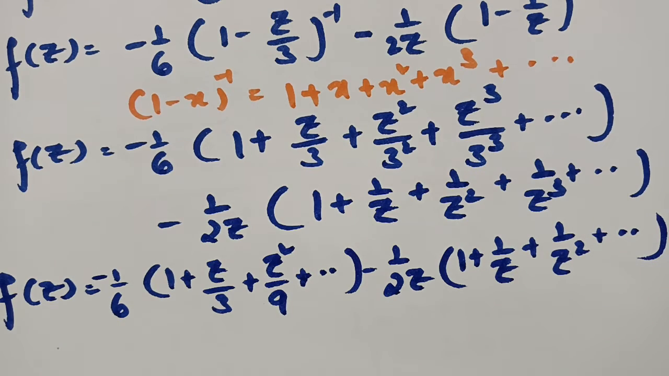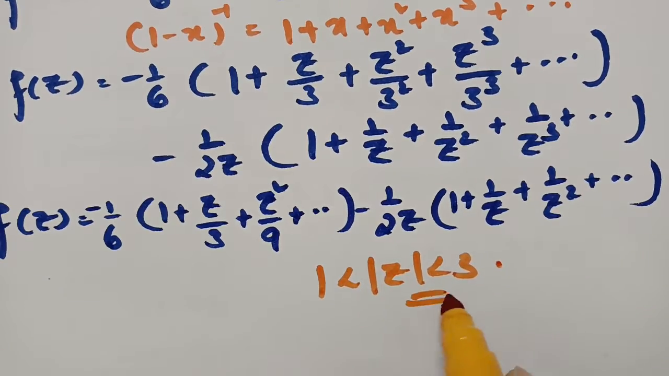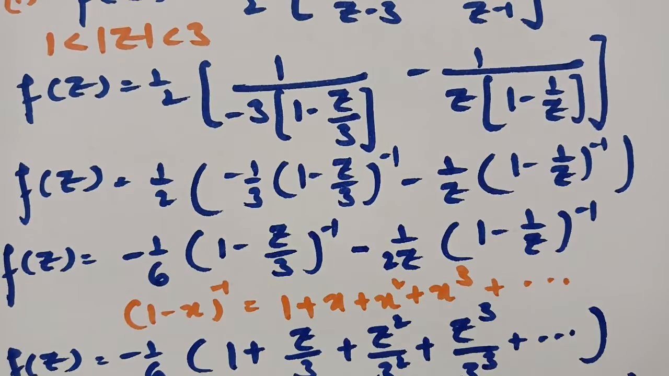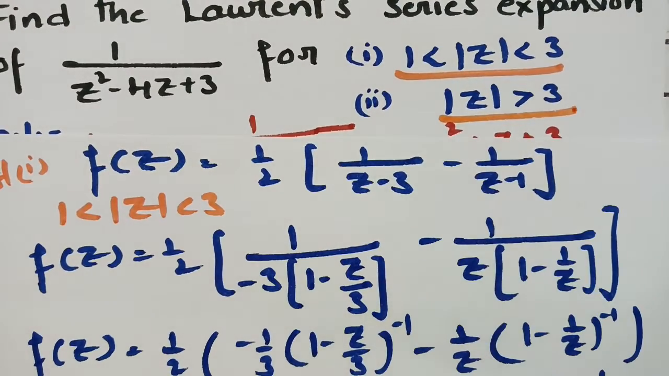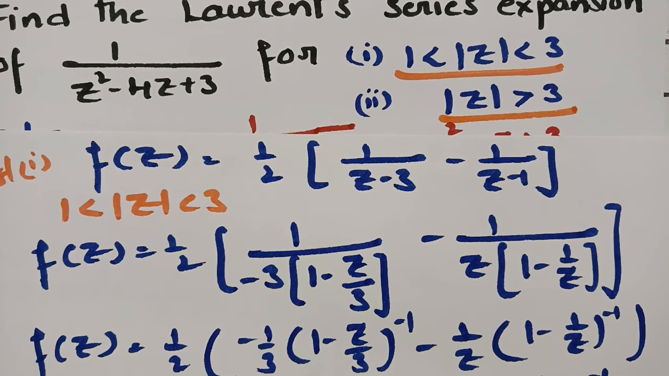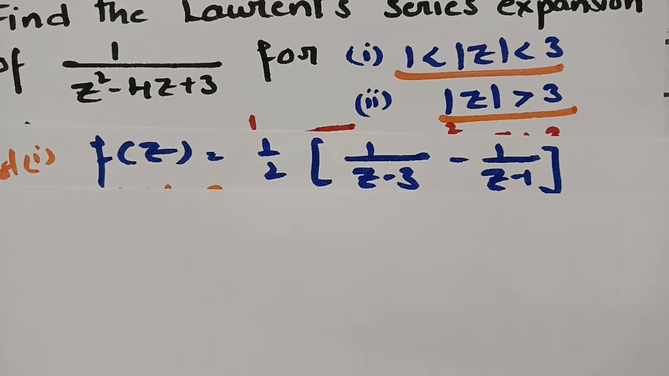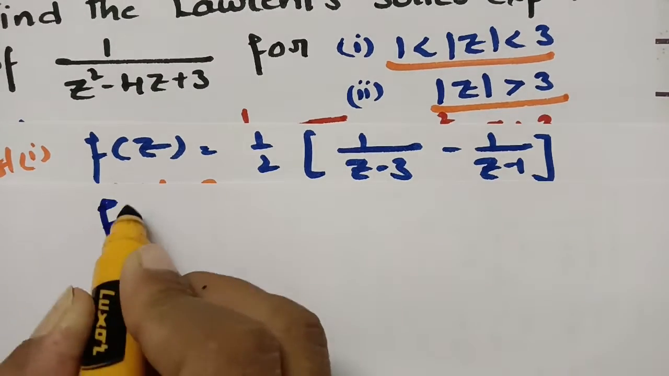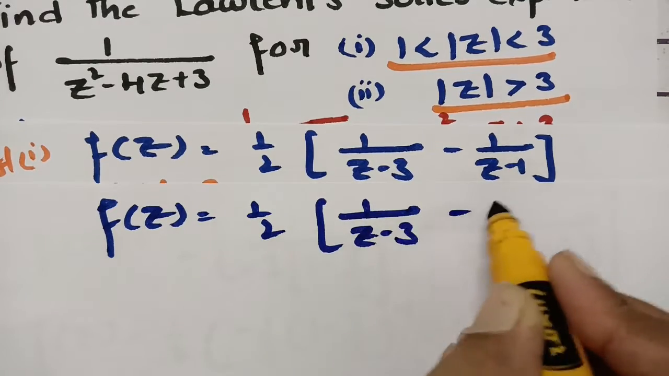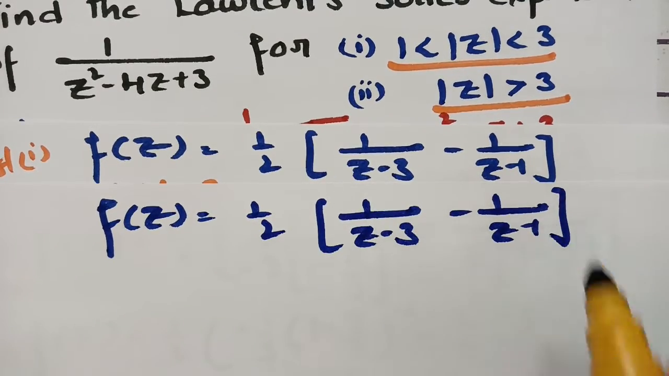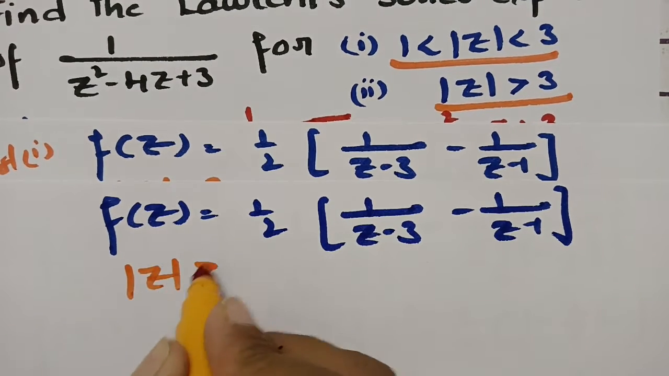So this is for the region 1 less than mod z less than 3. And the second condition here is mod z greater than 3. See, this is also so simple. So here is f of z. Our f of z value is like this. So f of z is equal to half times of 1 by z minus 3 minus 1 by z minus 1. Clear? And here our condition is mod z value is greater than 3.